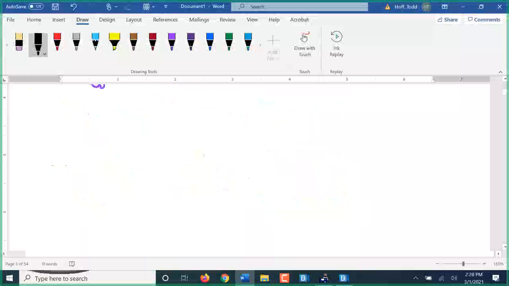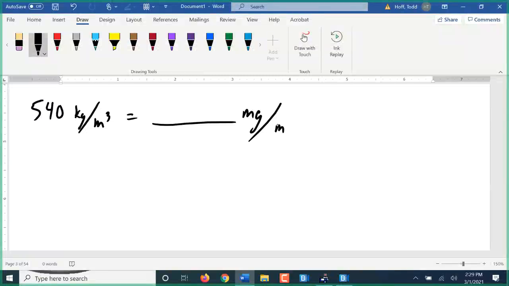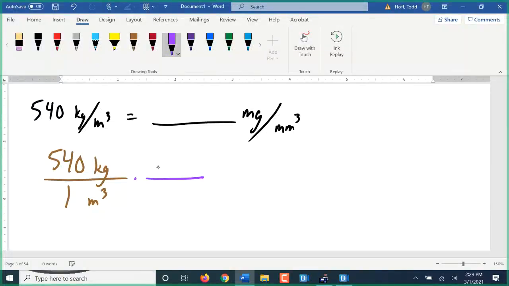So we might have one that looks like this. 540 kilograms per meter cubed, and I want to know what is that in milligrams per millimeter cubed. This is still 540 kilograms over 1 meter cubed. Have to get rid of the kilograms.